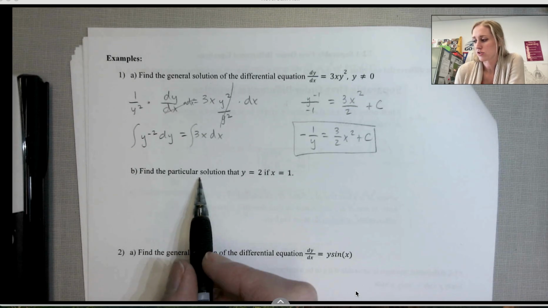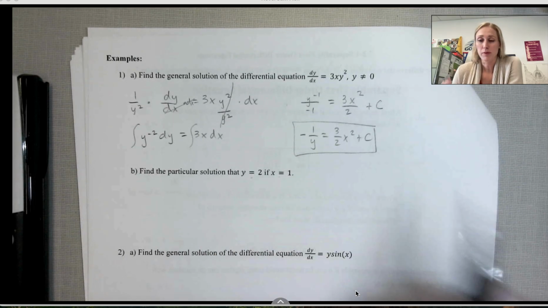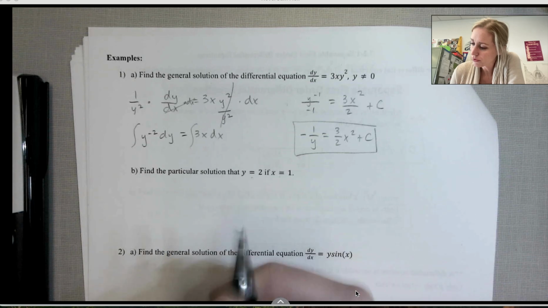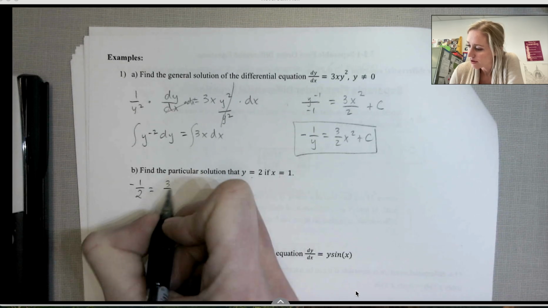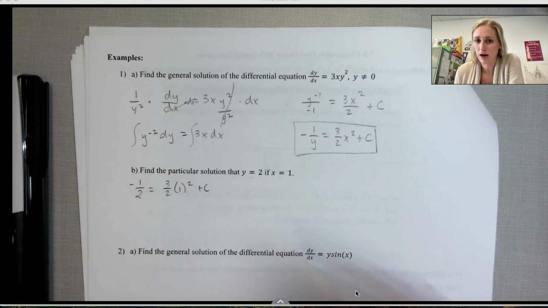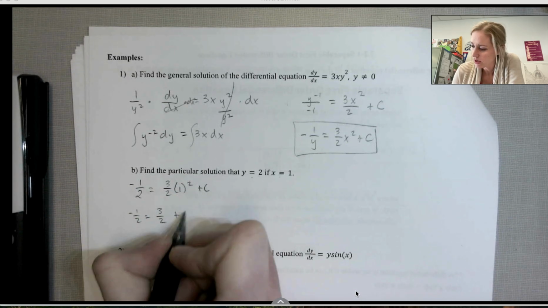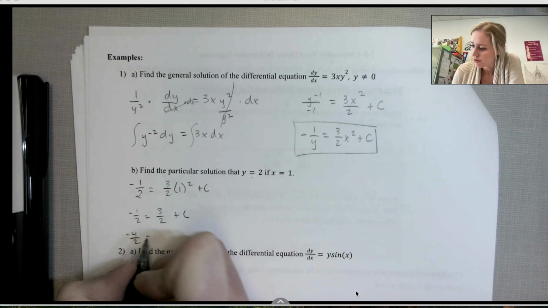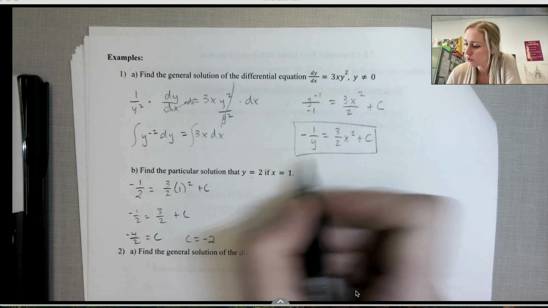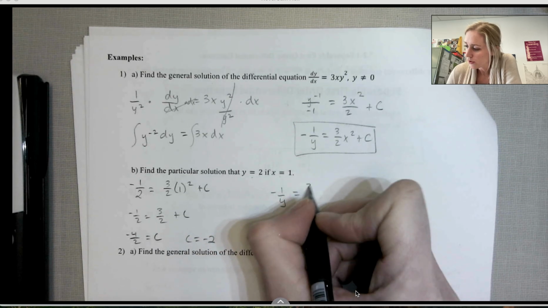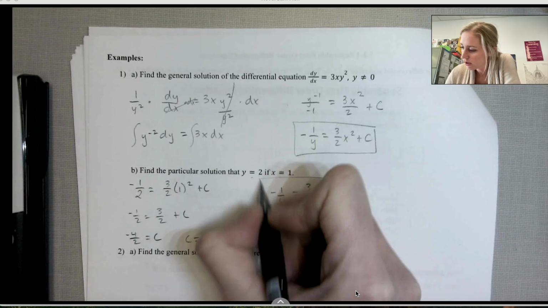Now we're asked to find a particular solution, and they're giving me an x and a y coordinate. So I'm going to substitute those in to find what my particular c is. We are going to substitute 2 for y and 1 for x, and then we're solving this for c. So we've got negative 1 half equals 1 squared is 1 times 3 halves, plus c. Subtract our 3 halves, we get negative 4 halves, and then that's just negative 2. So my specific solution is the same equation, but we're going to replace c with the particular value that we just solved for.